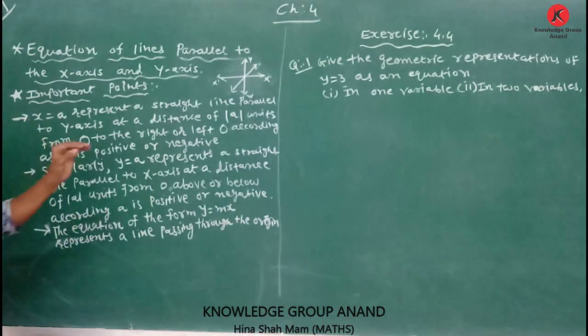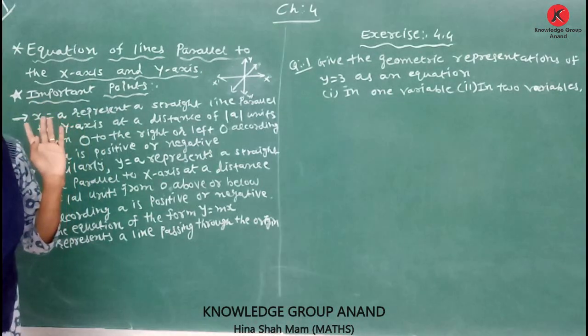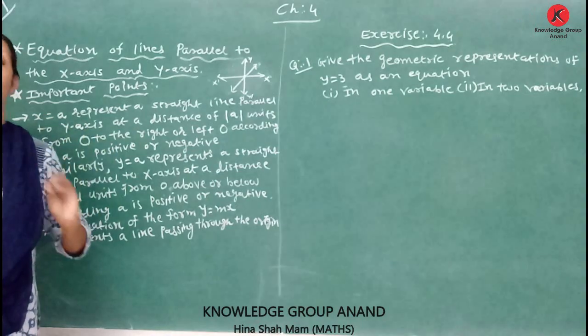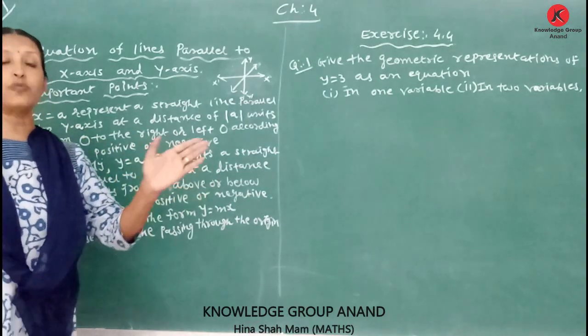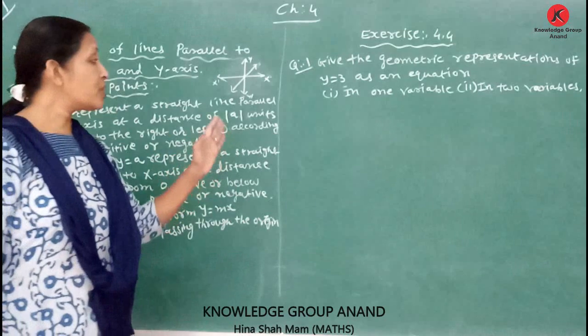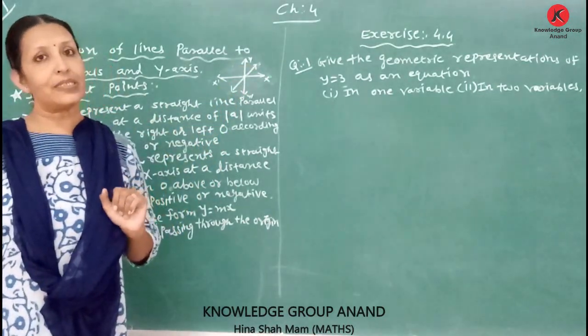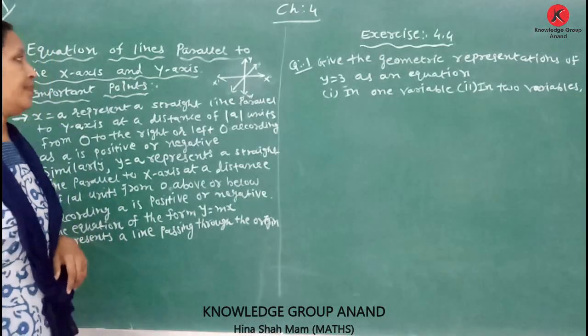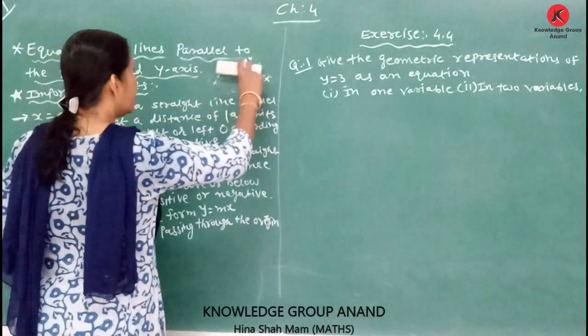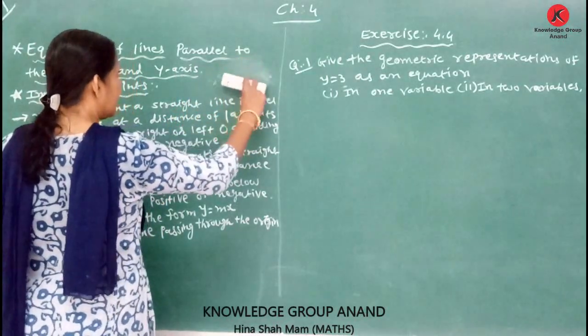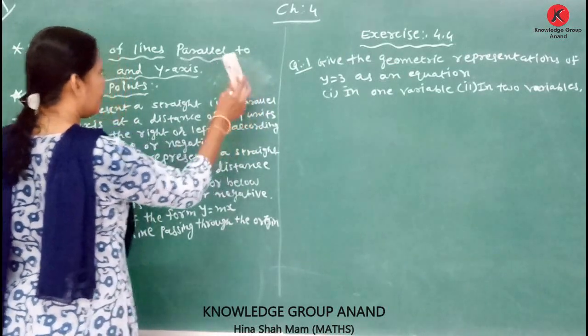And third, suppose the constant term does not exist: y is equal to mx, or x is equal to mx plus 2, minus 2, 3. It does not exist. Then it is passing through the origin. Okay? 3 topics, important topics here. Remember this.